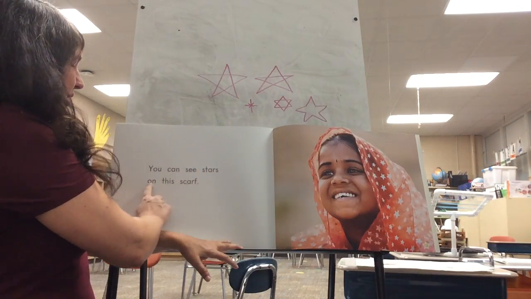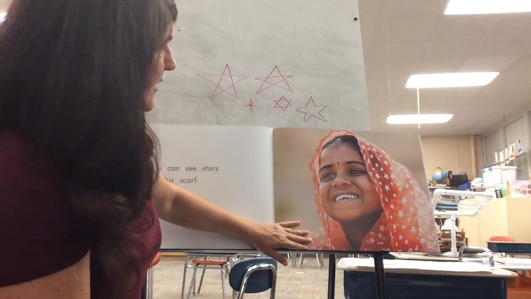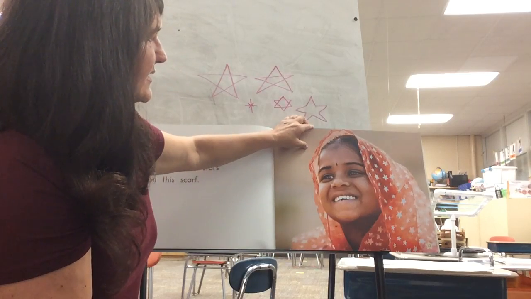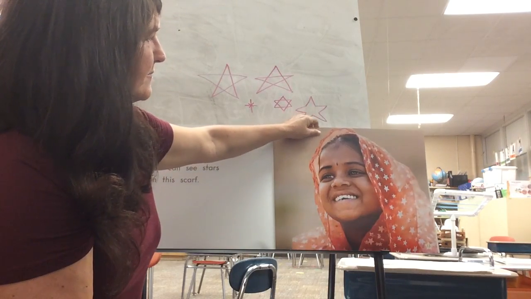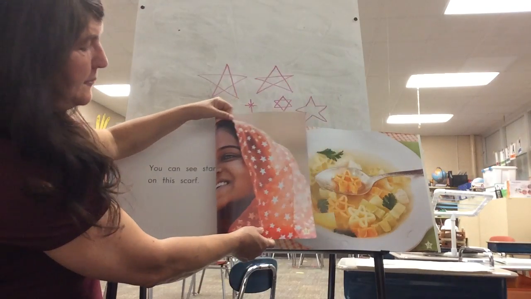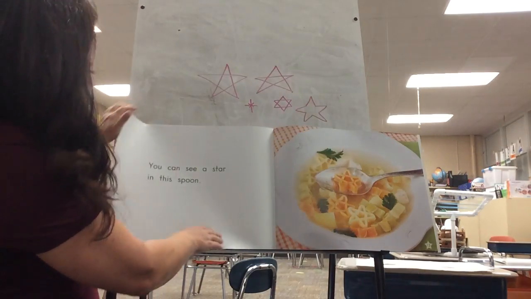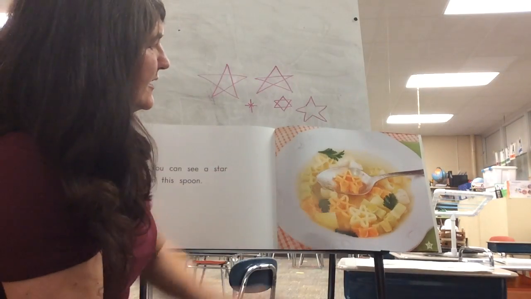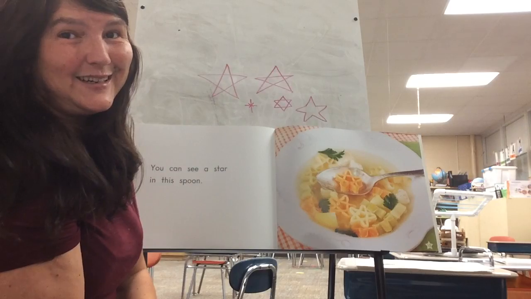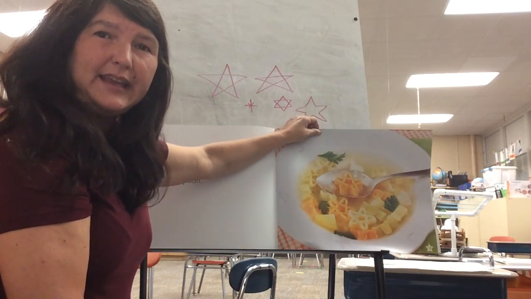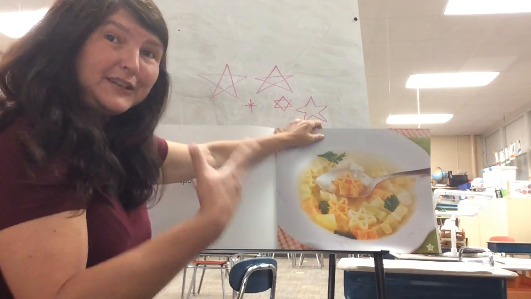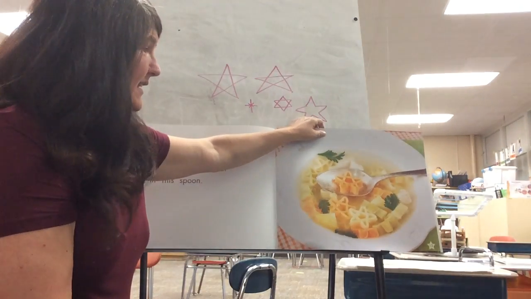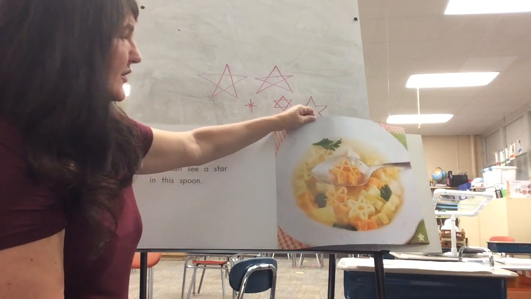You can see stars on this scarf. So if you look at the lady, her scarf, her headdress has all kinds of stars. Those are 5-pointed stars. You can see a star in this spoon. So they have star-shaped pasta. Pasta is like spaghetti and different kinds of macaroni, fettuccine, elbow macaroni. There are all kinds of shapes of pasta. And this shape is a star shape.